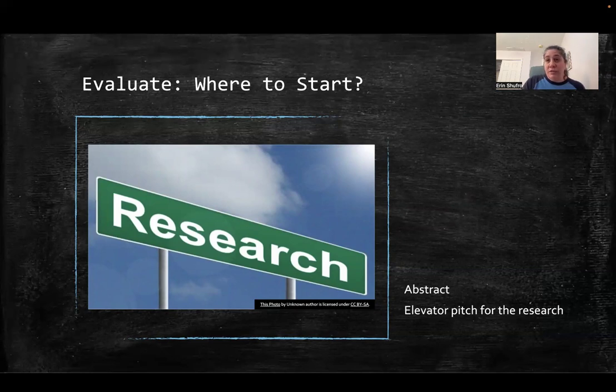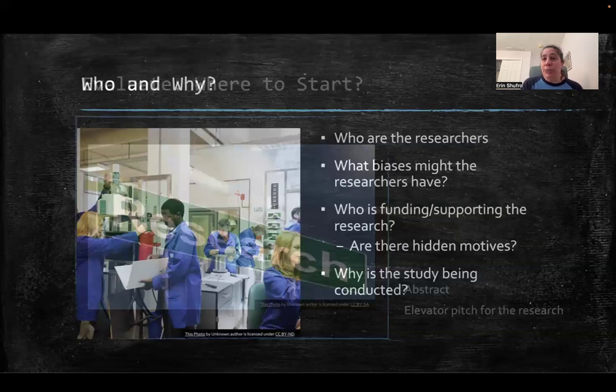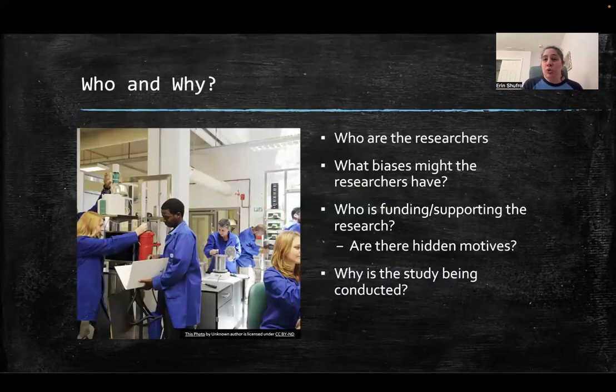Once you've read the abstract and you've determined that, yes, this is research I'm still interested in, research that's going to answer a question I have, then we want to look at the who and the why. So who are the researchers? What biases and preconceived notions might those researchers have? And equally as important, who is funding or supporting the research? And do they have hidden motives?